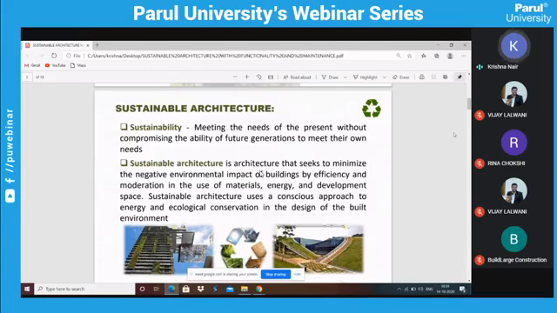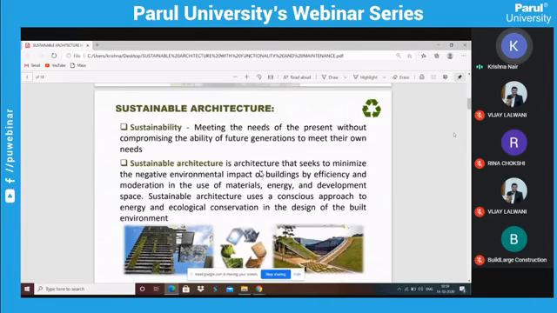So this can be achieved by moderation of materials, energy, and development of space, keeping in mind energy and ecological conservation. So all the above aspects will improve the performance during a building's life cycle. We'll discuss this ahead.